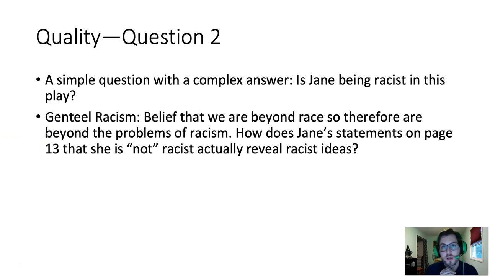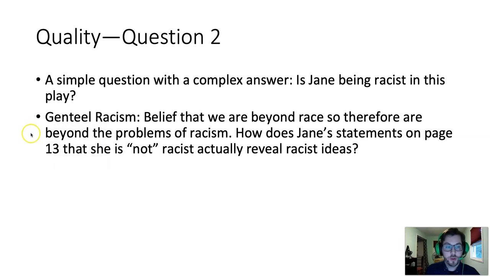I think we can understand that Jane is presenting a type of racism that we might call genteel racism. Genteel racism is the belief that we are beyond race, that we have solved the issue of racism. So therefore, no one, especially white people, can be racist. Jane herself presents this genteel racist view. Her statement on page 13, she tells Colleen that she is not racist because she was in Teach for America.